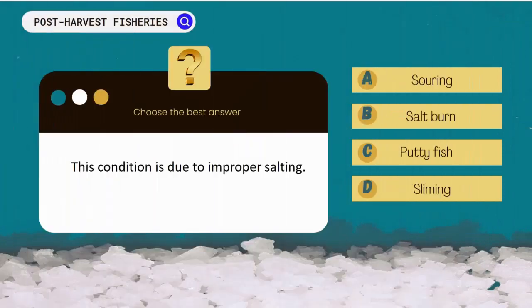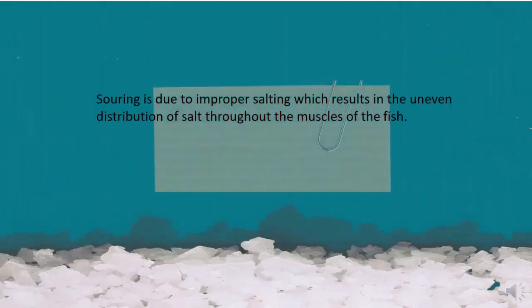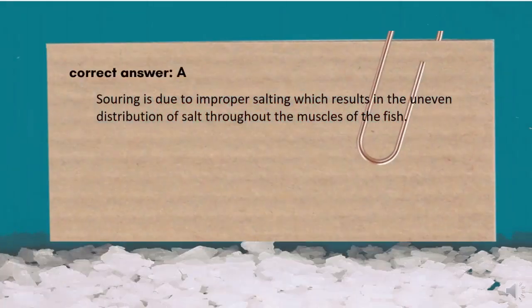This condition is due to improper salting. A. Souring. B. Salt burn. C. Putty fish. D. Sliming. The correct answer is A. Souring is due to improper salting, which results in the uneven distribution of salt throughout the muscles of the fish.